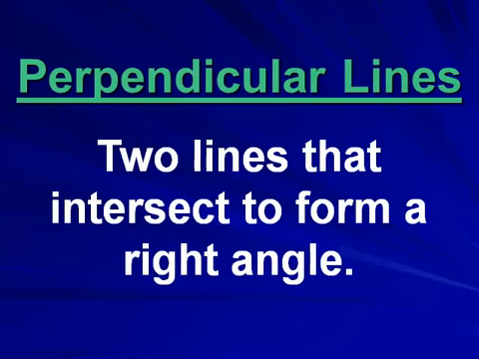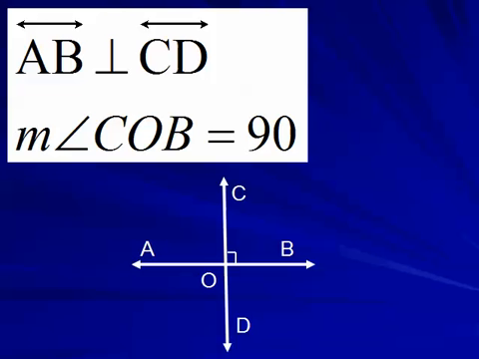Perpendicular lines are two lines that intersect to form a right angle. A picture for perpendicular lines would look like this. This statement at the top says line AB, and this upside down capital T symbol is perpendicular to. So this reads line AB is perpendicular to line CD. Then we know the measure of angle COB is 90 degrees. And we actually know that not only is that angle 90 degrees, but there are actually 4 right angles formed.